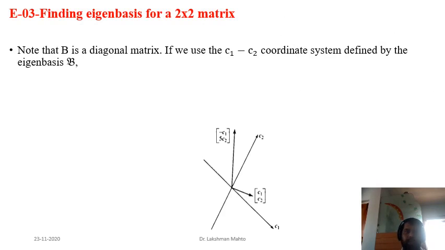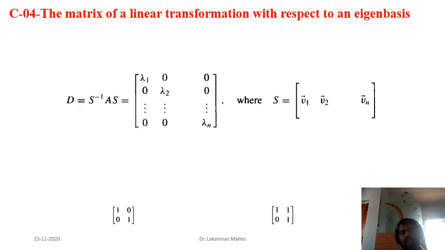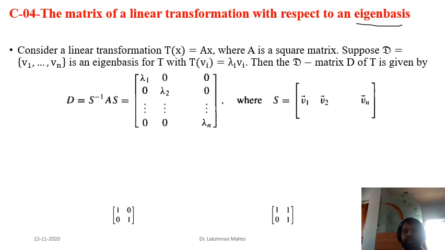Note we have already seen that B is a diagonal matrix. I'm just giving a proper definition of diagonalization. Finding the matrix of the transformation with respect to an eigenbasis is another name for diagonalization. So consider a linear transformation T of x equal to Ax, where A is a square matrix. Suppose this matrix A has an eigenbasis, which we denote by scripted D, having v1, v2, up to vn, where v1 is the first eigenvector and vn is the last eigenvector of A.